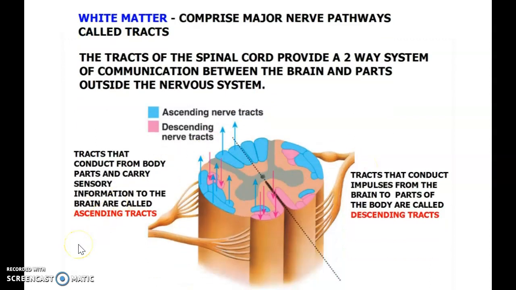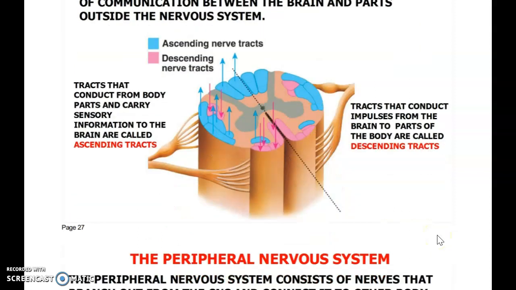So the definition is here. Ascending tracts are tracts that conduct from body parts and carry sensory information to the brain. And then the tracts that conduct impulses from the brain to parts of the body are called descending tracts.